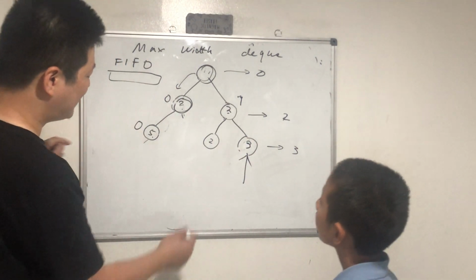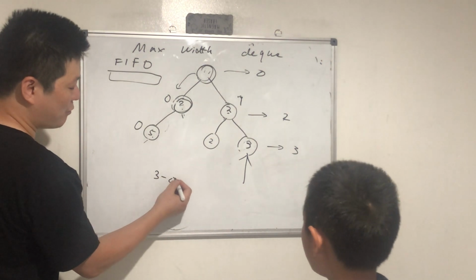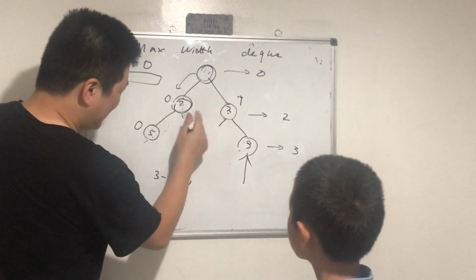And then this is 0. So the distance is 3 minus 0 plus 1. So can we verify it?